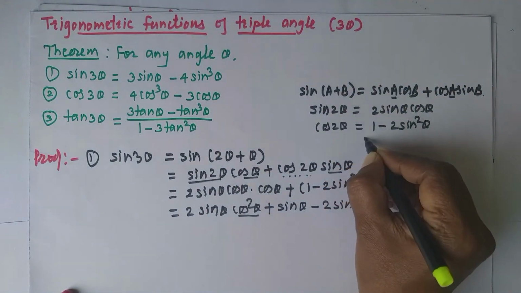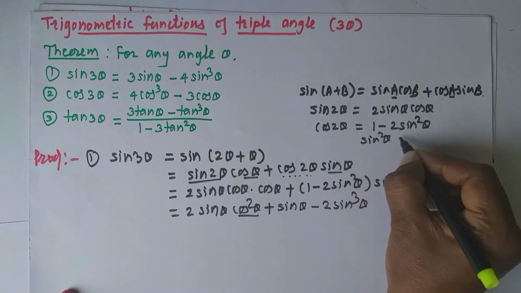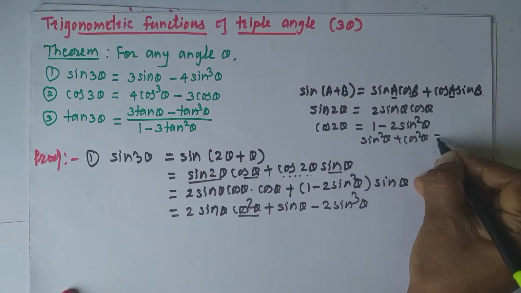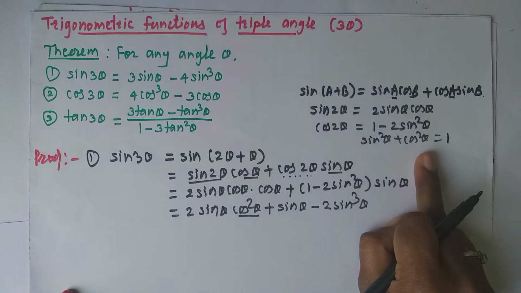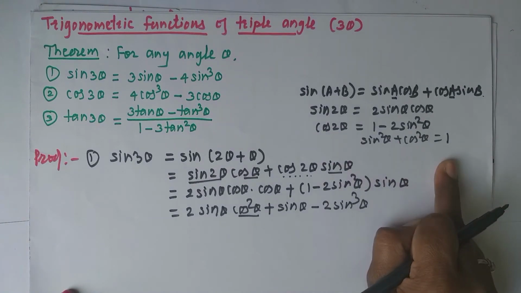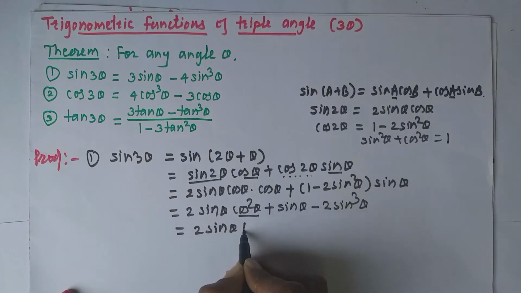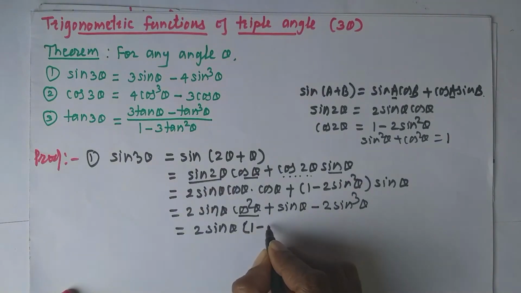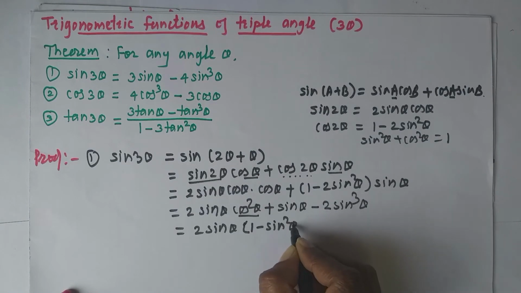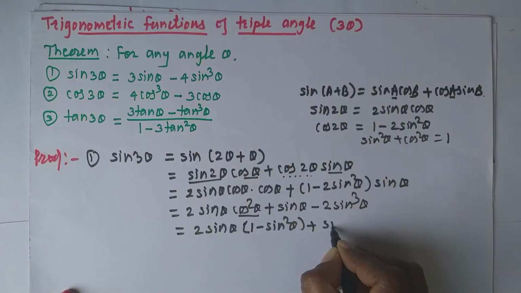And I know one of the identities, that is sine square theta plus cos square theta is equal to 1. From this identity, we know the value of cos square theta is 1 minus sine square theta. Therefore, I will keep that. Keep this 2 sine theta as it is. Value of cos square theta 1 minus sine square theta. And keep the remaining terms as it is.